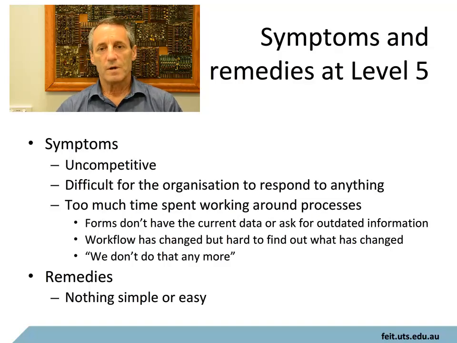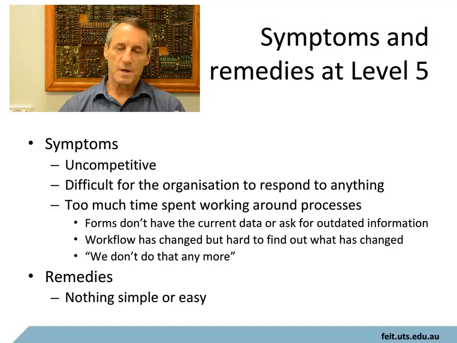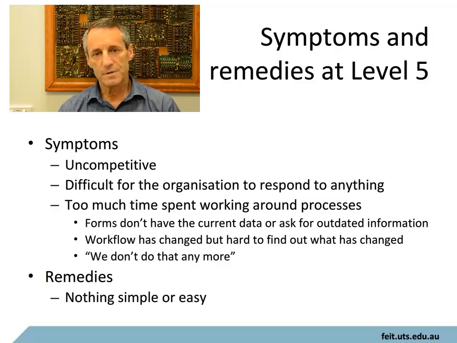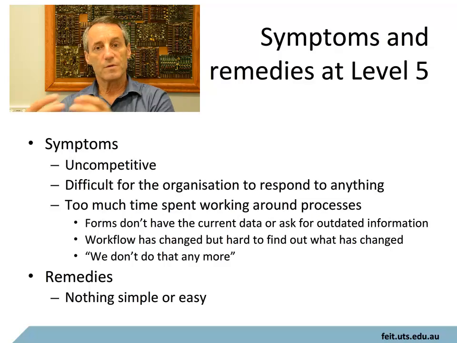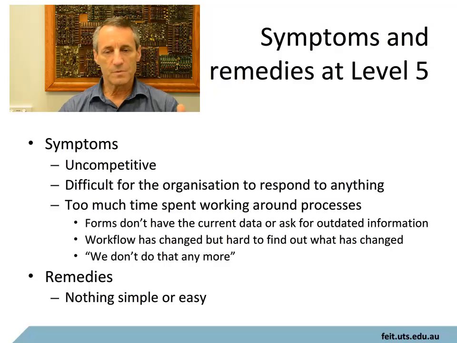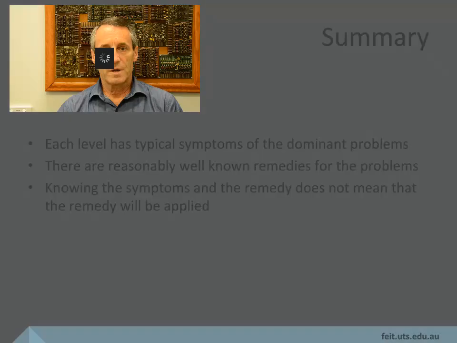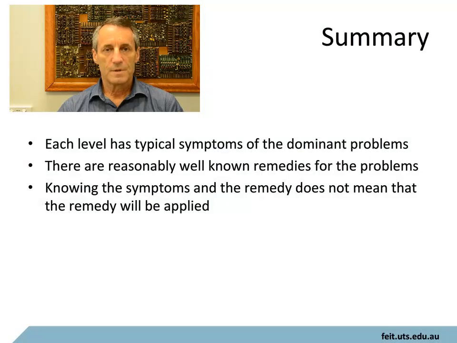So the symptoms at level 5 is that the organization tends to be kind of moribund. You hear people saying, I can't do that, the process doesn't support it, or that the processes just haven't kept pace with either the realities of work or what the realities ought to be, as a learning organization.